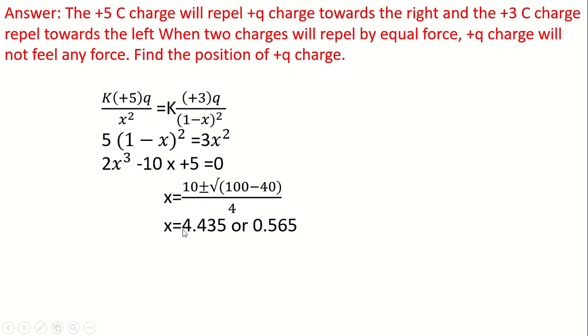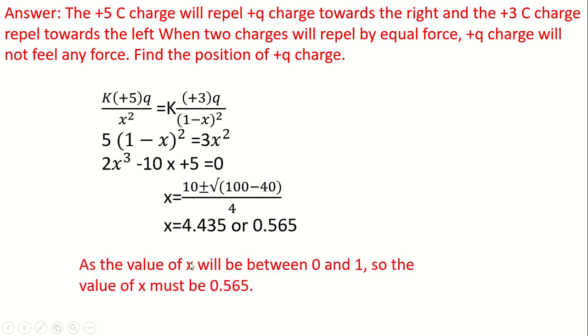So obviously x, that means the position of the plus q charge, will be 0.565 meter from the plus 5 coulomb charge. As the value of x will be between 0 and 1, the value of x must be 0.565. That means the plus q charge is placed at a distance of 0.565 meter from the plus 5 coulomb charge. That is the answer.